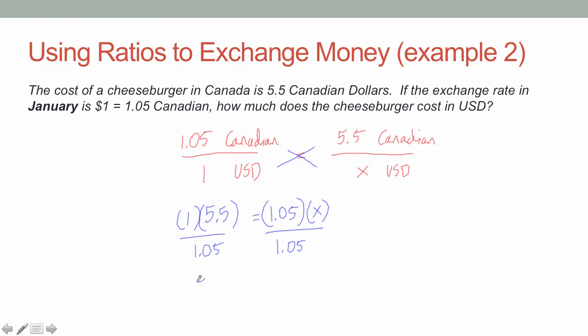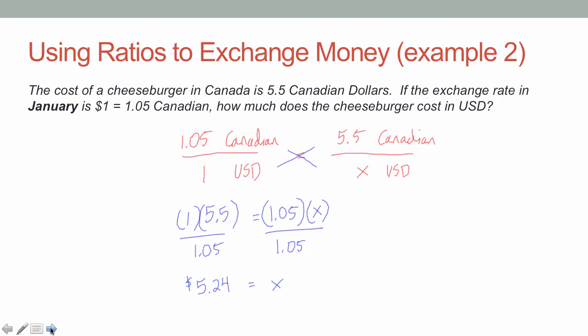It's going to cost me $5.24 with my US dollars. So it's a little bit cheaper, right? I don't have to pay as much as a Canadian does. My dollar is worth a little bit better than the Canadian.